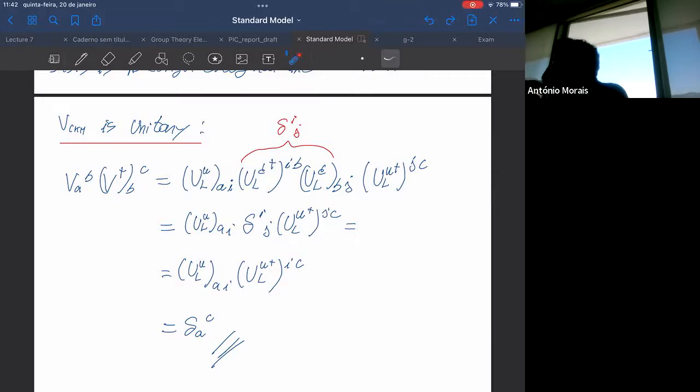If the actual CKM matrix is not 3x3, but, I imagine, 4x4, if you have vector-like quarks, so let's just imagine that you have, I'm not going to put a fourth chiral family, but a fourth vector-like family. So the CKM matrix, instead of being a 3x3 matrix, would be a block matrix, this is the bit of BSM that I'm telling you, where you would have VCKM in this block, and then you would have something small here, something small there, and something of order one here.